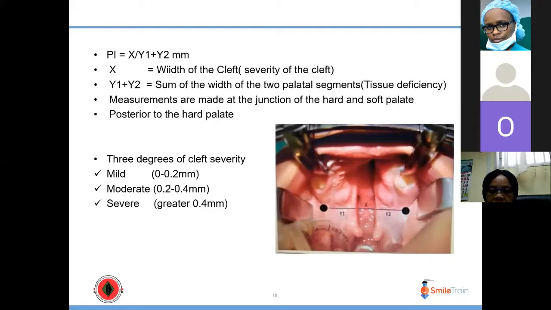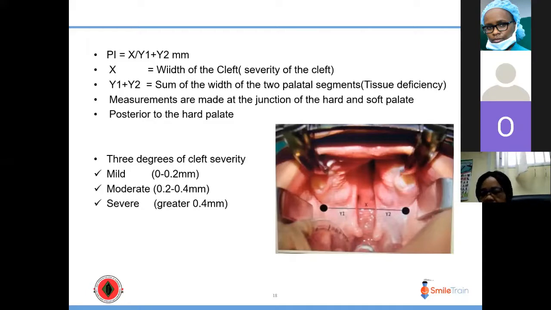That is the Y1 and the Y2. So the Palatal Index is a proportion of the cleft defect, which is the X, to the sum of the Y1 and Y2. So it's X over Y1 plus Y2. The measurement is taken posterior to the hard palate at the junction of the hard and soft palates. The Y is measured at the same place, and the X is also measured at the same place. So with this, you can now classify the cleft as either mild, moderate, or severe.